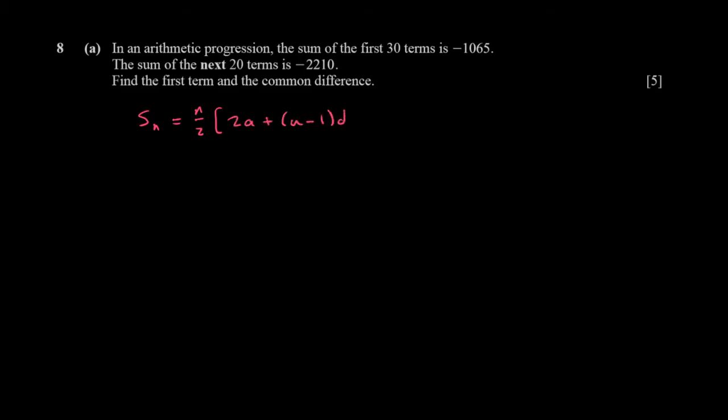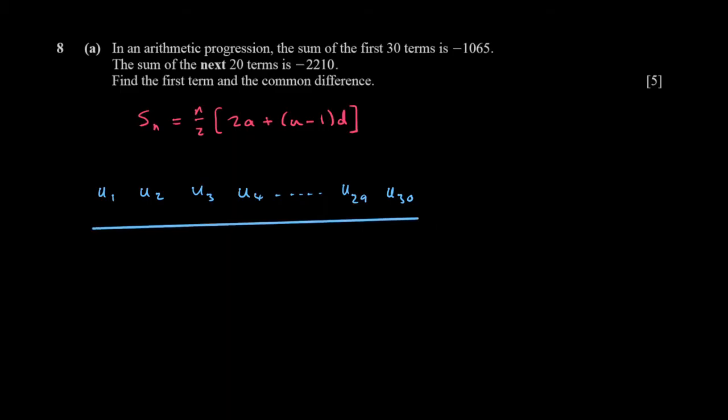That's the first thing. And the second thing is we need to really understand what's going on in the question as a whole. So we've got the first 30 terms, right? So u1, u2, u3, u4, and so on, all the way up to u29 and u30, right? And so that will be the sum of the first 30 terms, right? That there. Okay, so if I added up all of those, that would be S30.